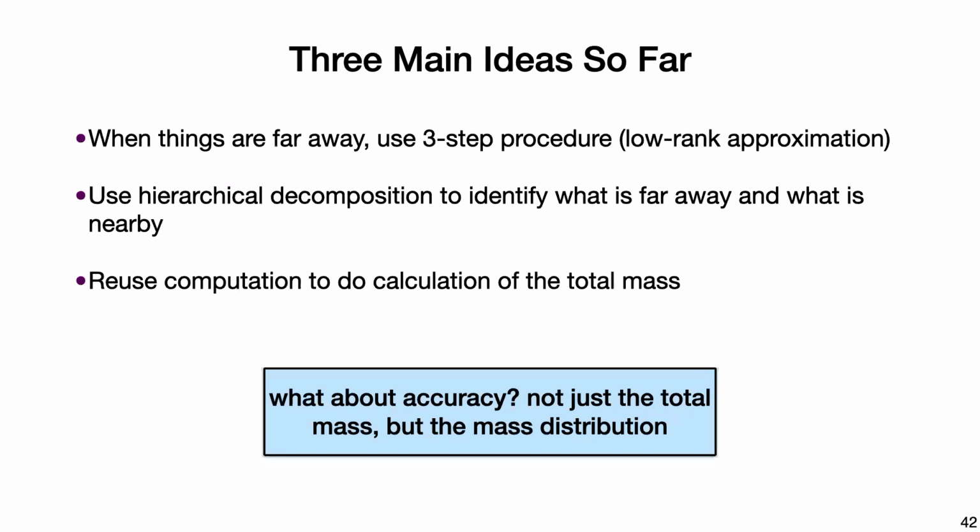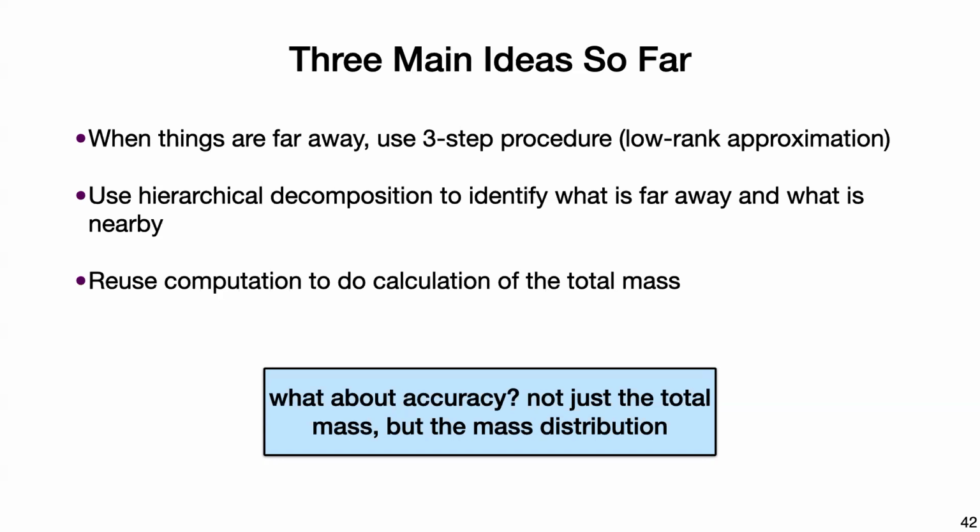So far, there have been three main ideas in this FMM. First is this far field approximation, where if things are far, then you use this three-step approximation to compute the approximation of the entire box B onto your box A, and vice versa. So every box is B and every box is A at some point in this computation.